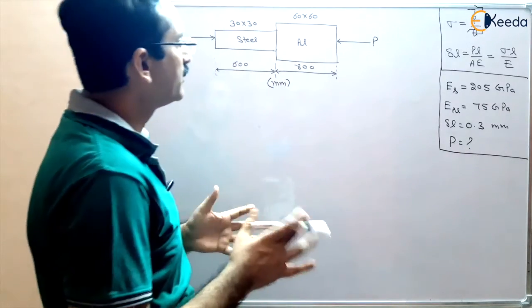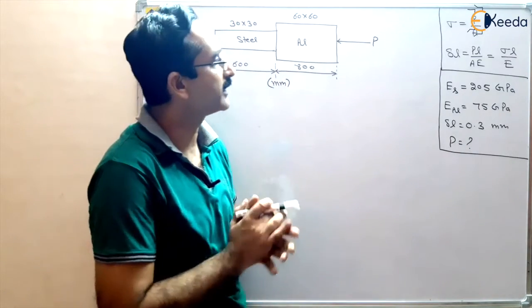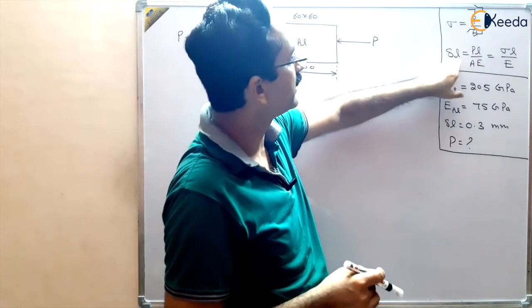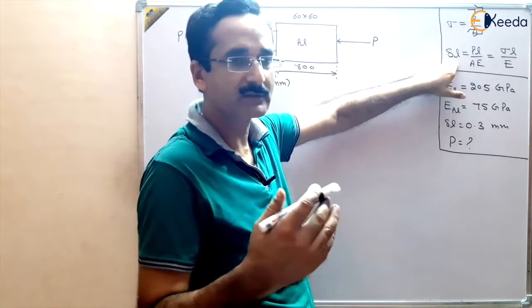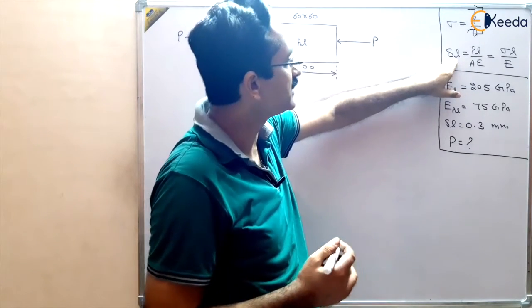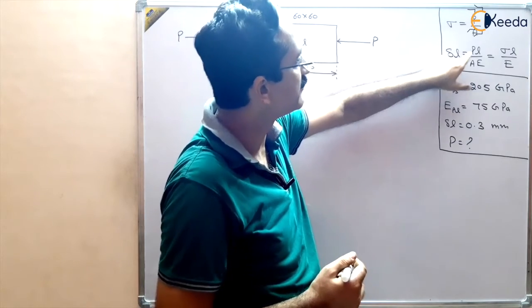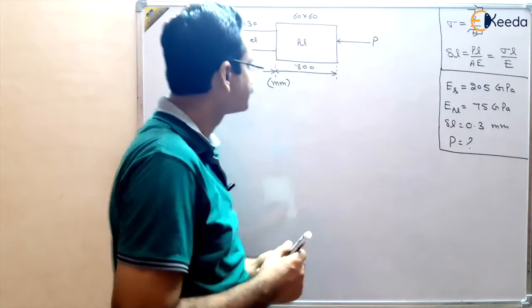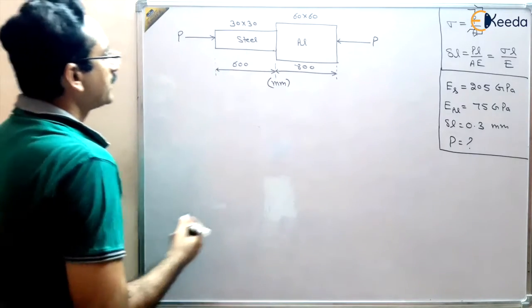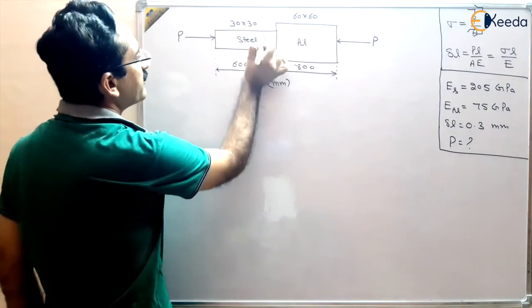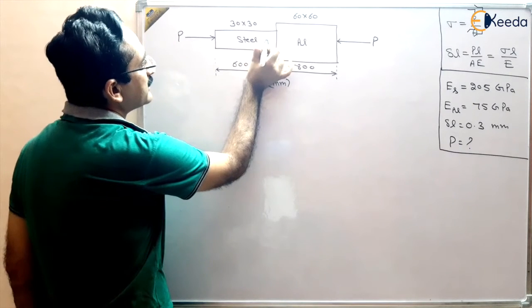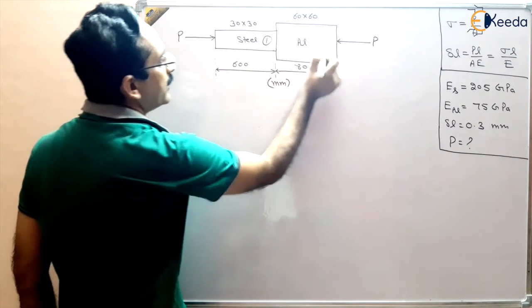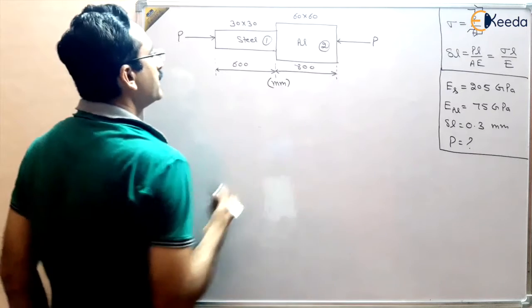So it is a problem of simple stresses. We can apply the formula that the change in length, whether tensile or compressive, is given by PL upon AE. We can apply this formula directly, so let us do it. Let us name steel 1 and aluminium 2, right?